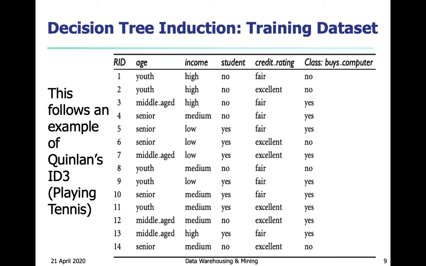Again, in this approach the decision trees are constructed in a top-down recursive divide and conquer manner, and most algorithms for decision tree induction follow a top-down approach, which starts with a training set of tuples and their associated class labels. The training set is recursively partitioned into smaller subsets as the tree is being built. So now we will discuss the algorithm.